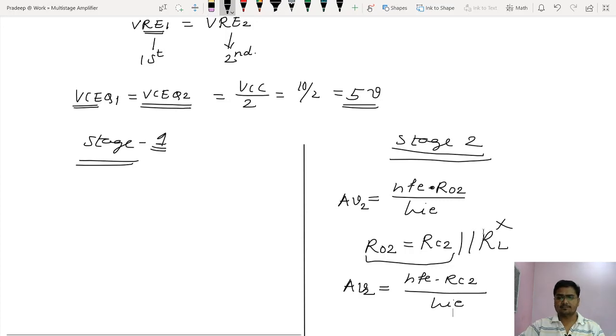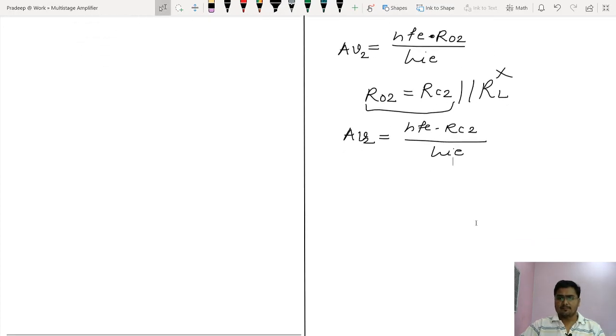Yes, that's what it is. Now this HFE and HIE which are given in the design statement are the HFE of the transistors that I am using in stage 1 as well as in stage 2. It means I am using the same transistor. That's the basic assumption and consideration.